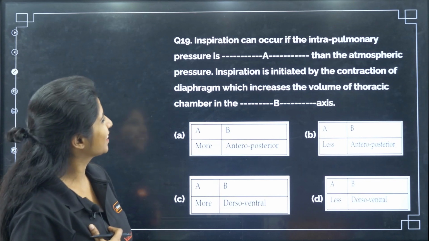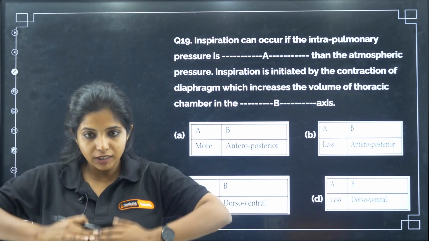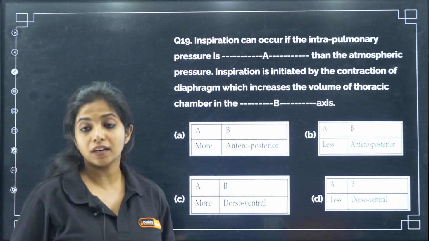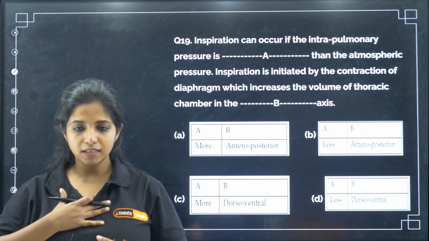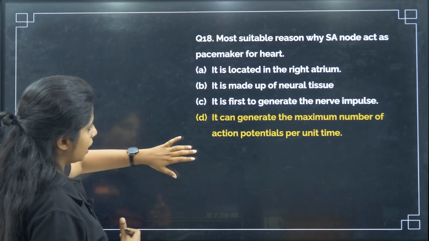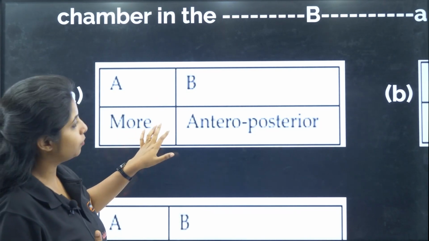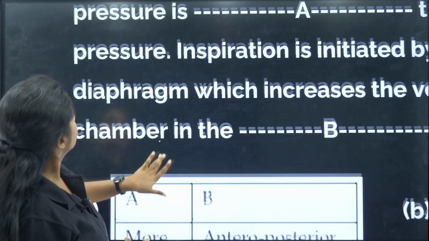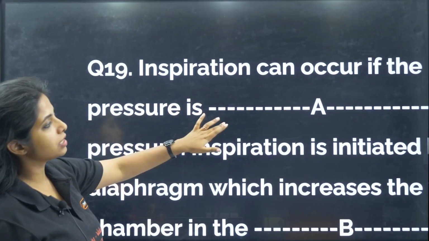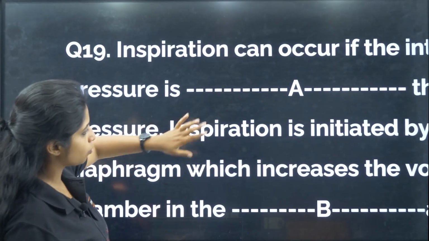Now, inspiration is initiated by contraction of diaphragm. Diaphragm moves upwards and downwards, I hope you know that. Which increases the volume of thoracic chamber in dash axis. Which axis? Listen, over here you have certain options. I know that you are not able to see that, I will show you then. So here it's more, as in the pressure is more. Inspiration can occur if the intrapulmonary pressure is dash than the atmospheric pressure. It is lower than the atmospheric pressure should be the answer.